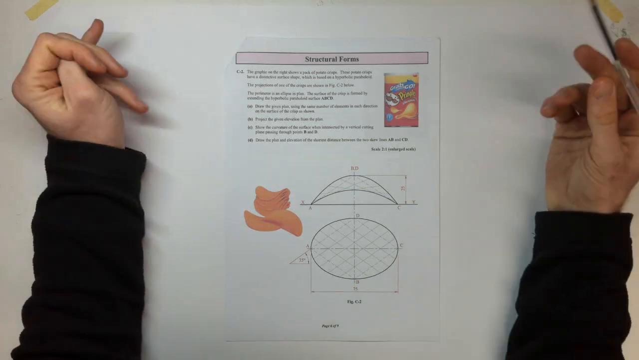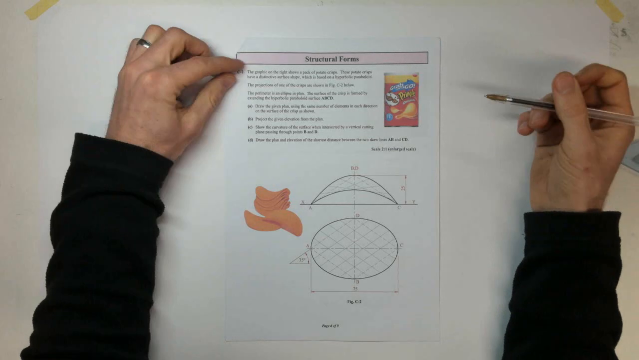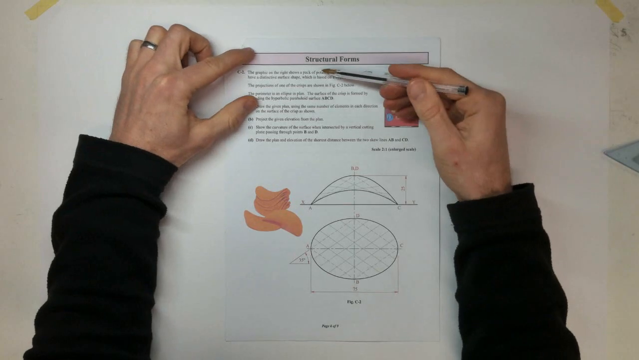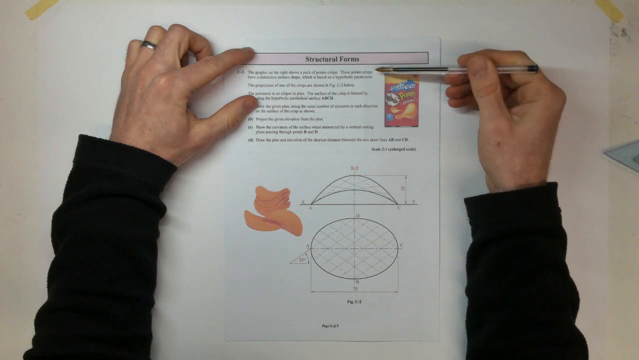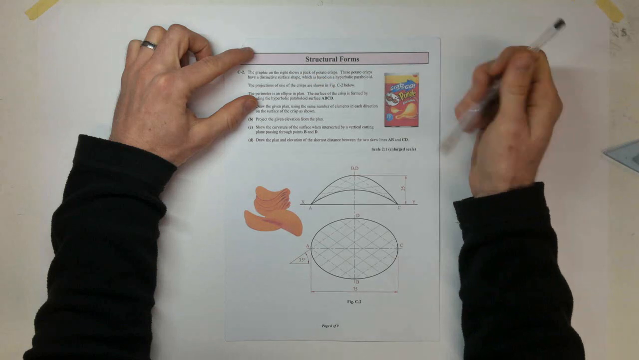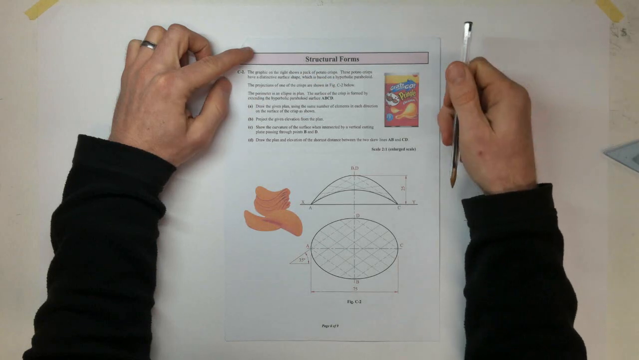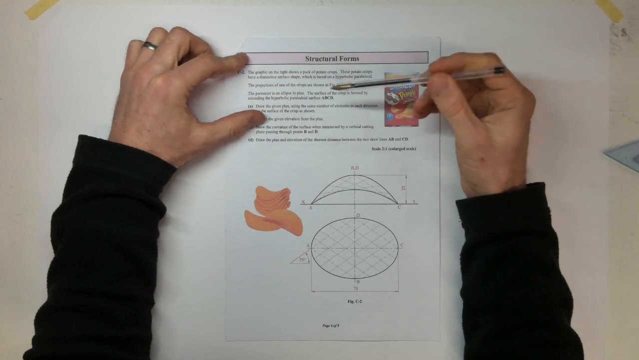Hello and welcome to 2015 question C2. It's our structural forms question. The graphic on the right shows a packet of potato crisps, so our Pringles packet. These potato crisps have a very distinctive surface shape which is based on a hyperbolic paraboloid. You might have known it before, but our Pringles are all hyperbolic paraboloids.